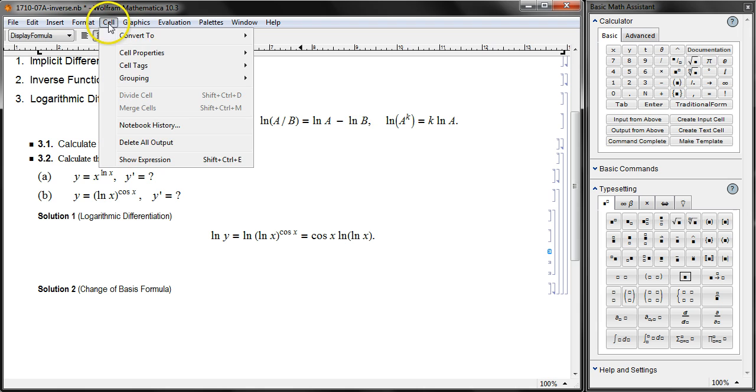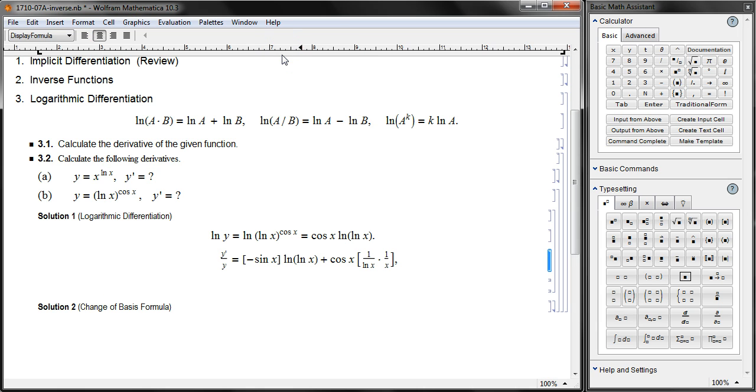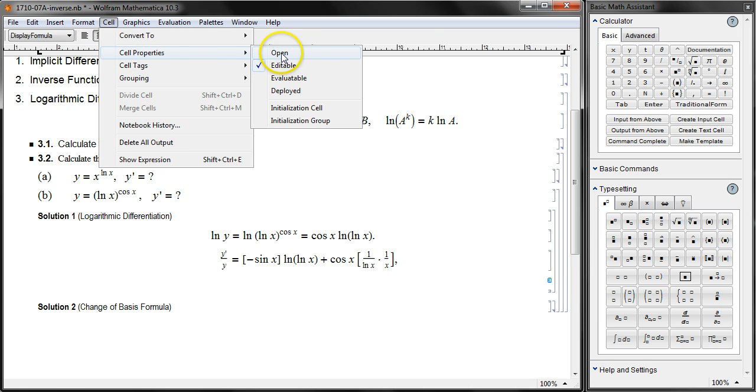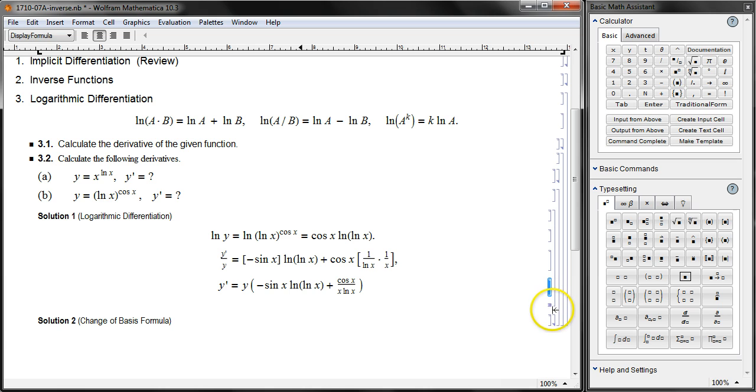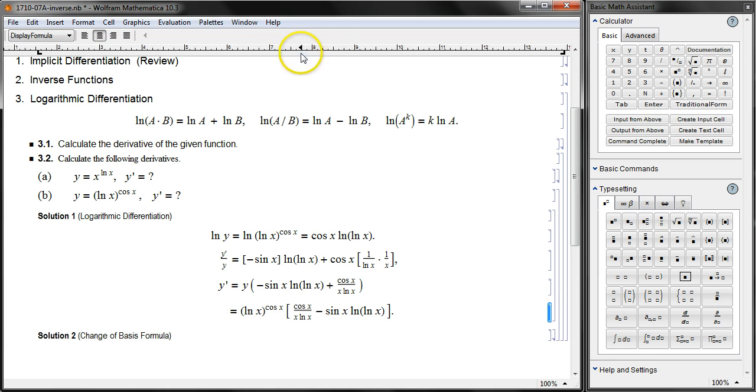It can be confusing. And then we take the derivative implicitly, y prime over y, and then we use the product rule: negative sign, and then log plus cosine, and then the derivative of this log. And then flip the denominator to the other side and reinsert the original, log of cosine of x power, times the computation we just did.